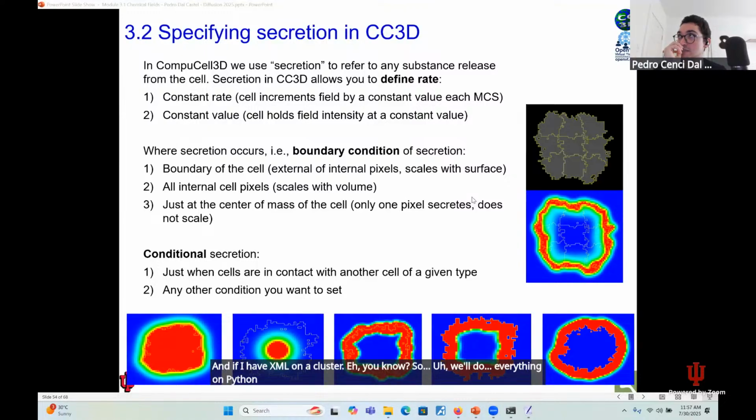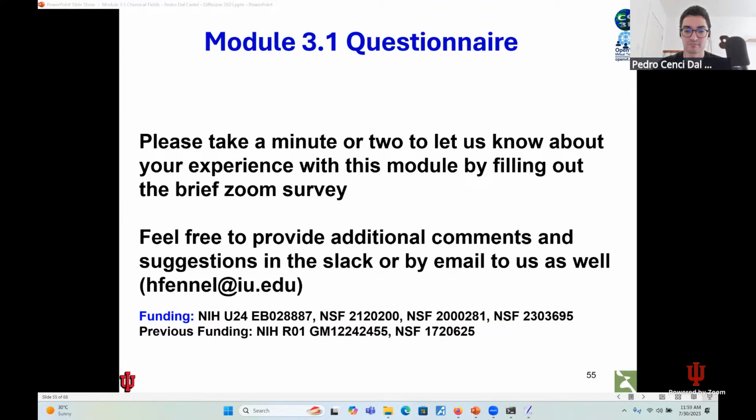Also because sometimes you want to condition your secretion rate on a certain scenario. Let's say if a cell senses a certain chemical, or if a cell is in contact with more than two cells, for example, then I secrete a chemical. This is much easier to write in the pure Python section rather than in the XML.